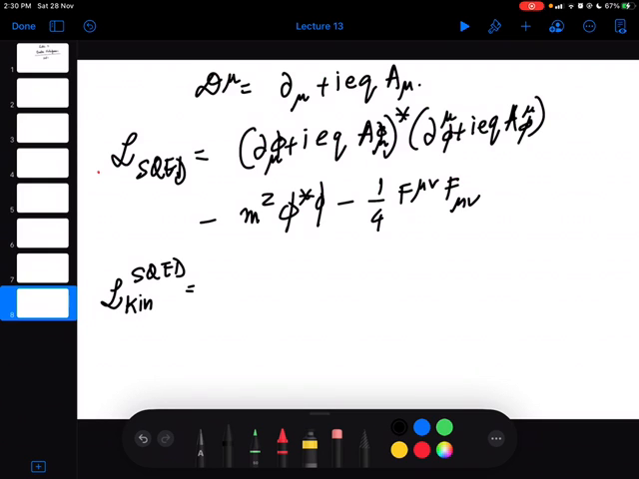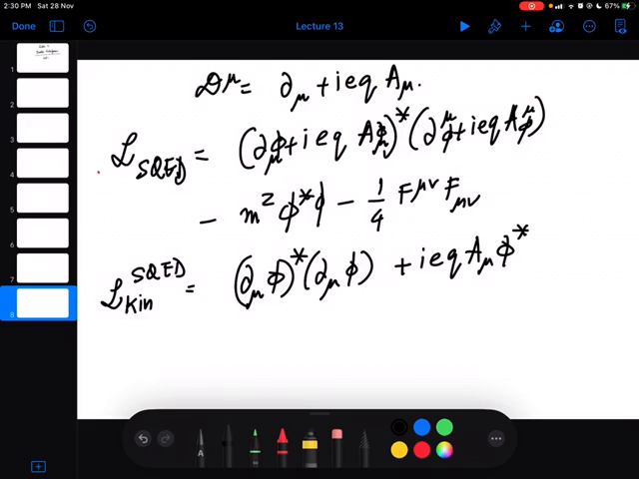This term, we know that it is gauge invariant because that's how we constructed the entire thing. How many terms does it have? The first term, if I expand this, would be del mu phi star del mu phi. There's something surprising in it: it's exactly like the kinetic term of the scalar field. The next term would be plus IEQ A mu phi star del mu phi.